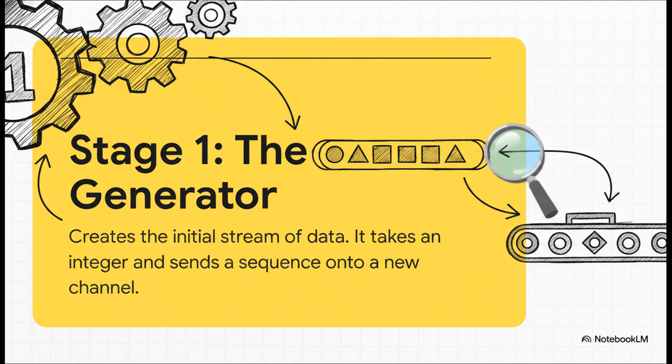So, stage 1, the generator. Every assembly line has to start somewhere, right? This is it. The generator doesn't take an input channel. Instead, it just creates our initial stream of data. It kicks things off by sending a sequence of integers out onto a brand new channel.